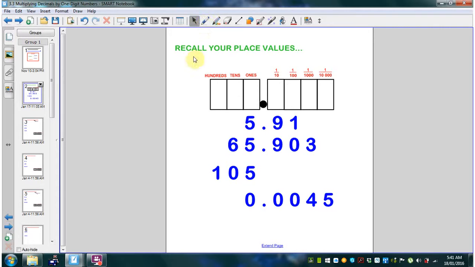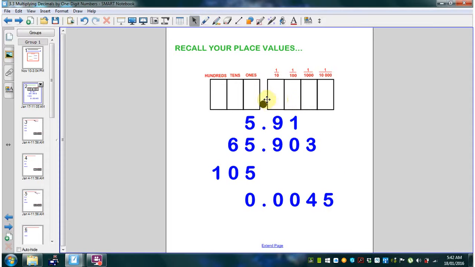Okay, so recall your place values. Remember, we talked about this in the last unit. I just want to show you again a few examples of numbers and the place values. So here we have 5.91, so we have a digit in the ones place value, our 9 in the tenths, or 1 over 10, and a 1 in the hundredths, or 1 over 100. And here are some more examples.